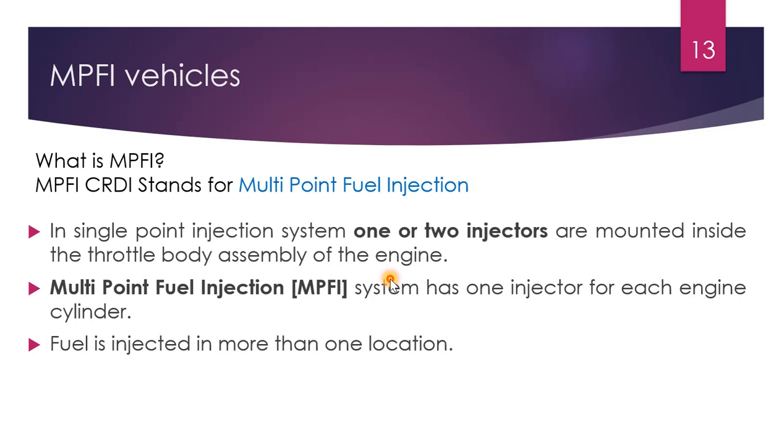There is an injector in each cylinder. So this is similar to that of common rail direct injection system. Okay, and fuel is injected at more than one location. The fuel gets injected at many locations. Okay, so let's look at its working.